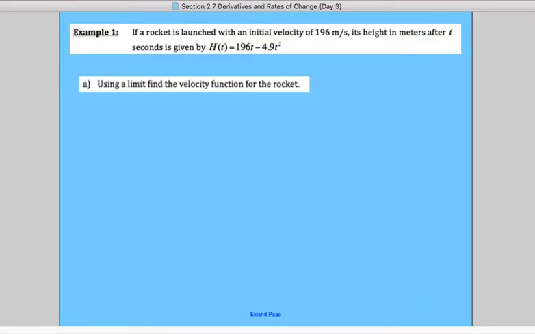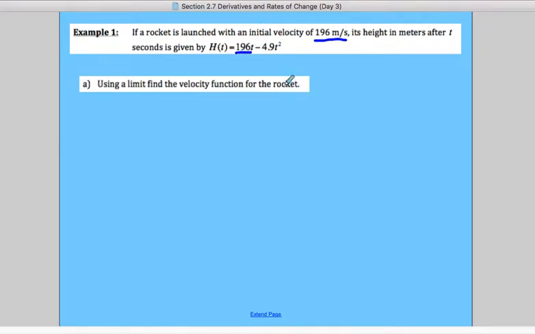So if a rocket is launched with an initial velocity of 196 meters per second, its height in meters after t seconds is given by capital H of t. It gives the equation here. Some things I want you guys just to take notice of. It says initial velocity of 196 meters per second. That can be found in our equation right here.